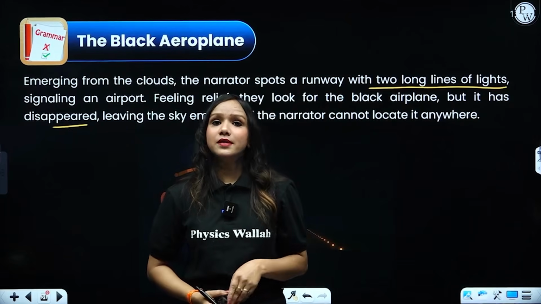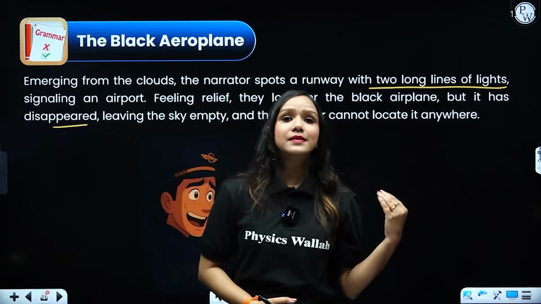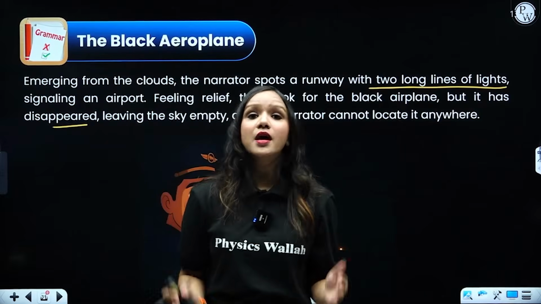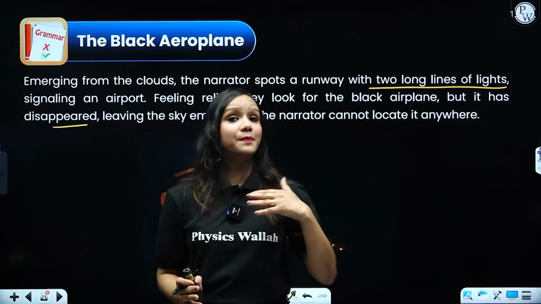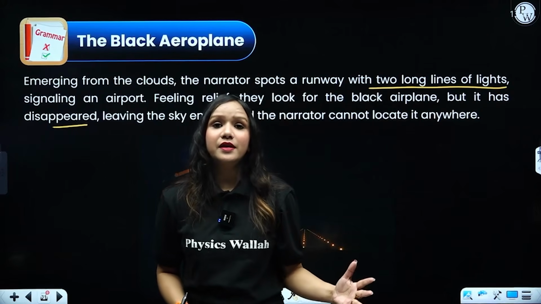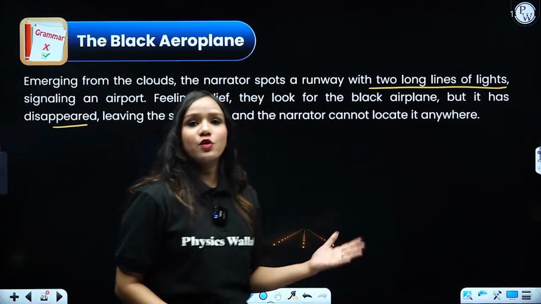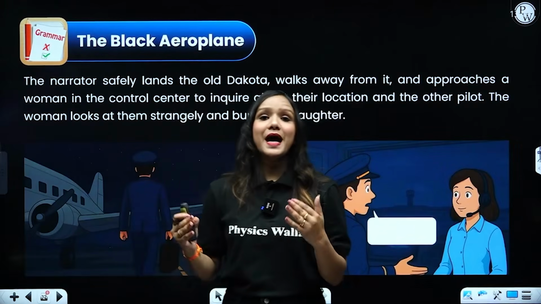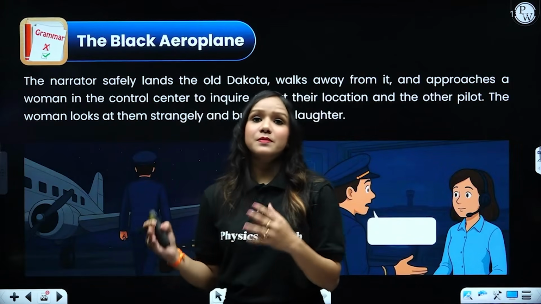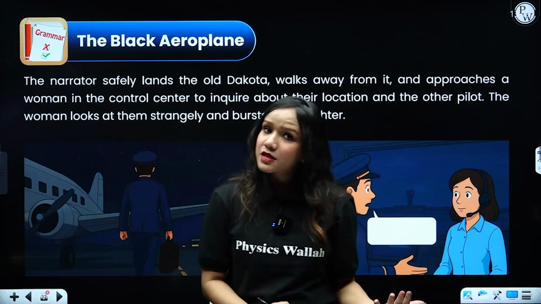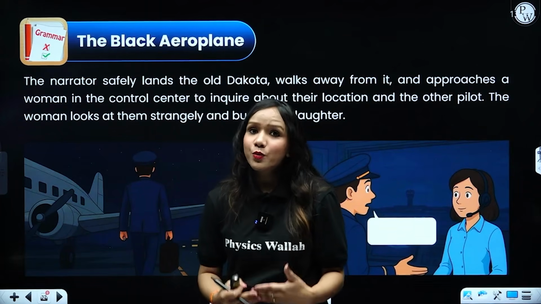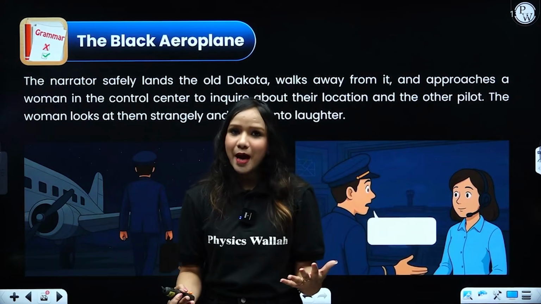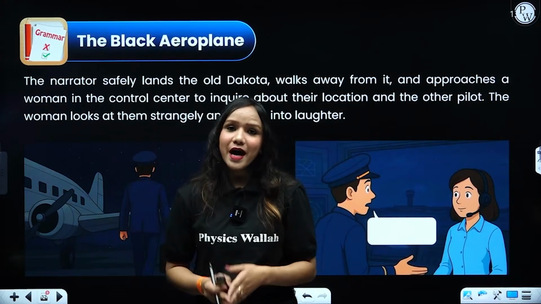So what happened? The very next thing that he did, he landed the plane safely, and coming out of that, he rushed towards the control center, because this mysterious plane and the pilot who had really helped him in cutting through that stormy weather was nowhere to be seen. So what was the next thing that he did? He went to the control room and inquired about the whereabouts of the mysterious plane and the pilot as well, to which the lady at the control center looked at him in a very absurd manner and started laughing. And what was the reason?